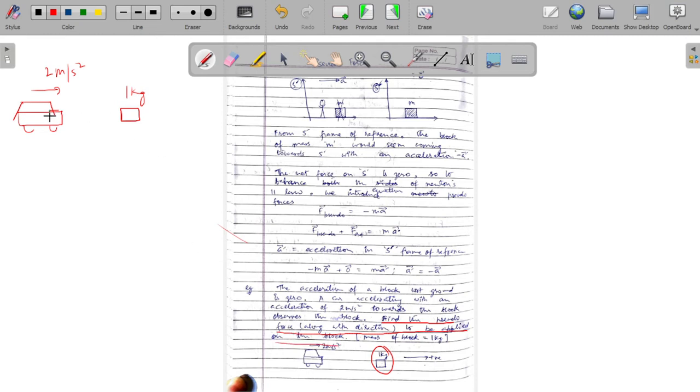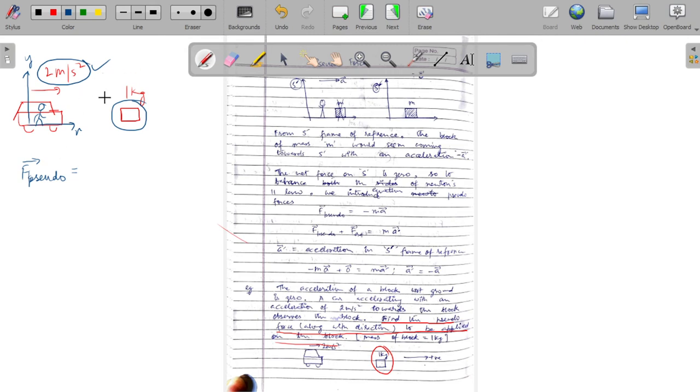So if we are observing this block of mass 1 kg from the car, there is a person sitting in the car and he is observing this block of mass 1 kg. What pseudo force should be applied on this 1 kg mass to observe it? To apply the pseudo force, first we'll write F pseudo vector. We'll reverse the acceleration of the frame of reference. My frame of reference is this man. I am observing from the car, and it is accelerating with an acceleration of 2 meters per second square. So I'll reverse this acceleration.